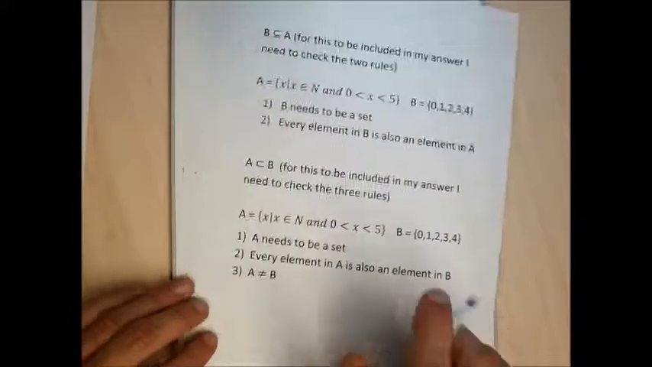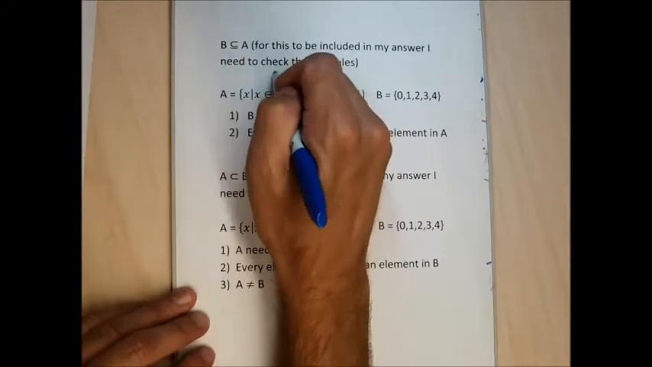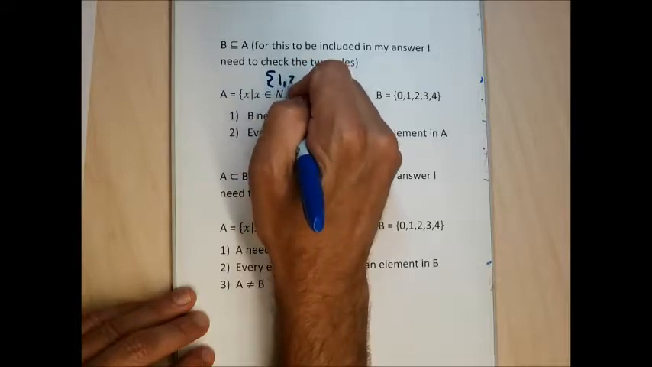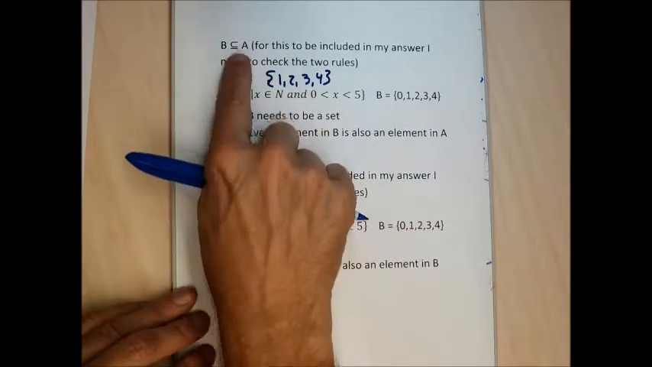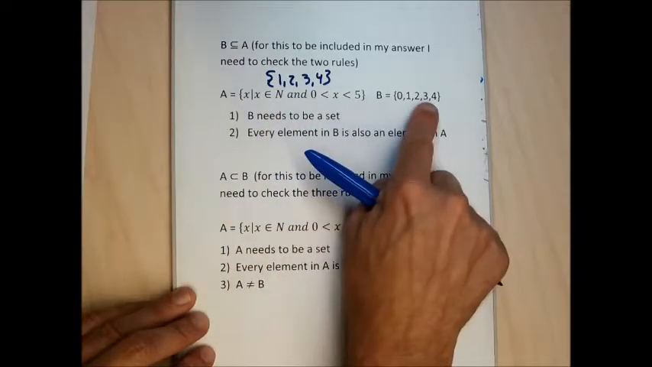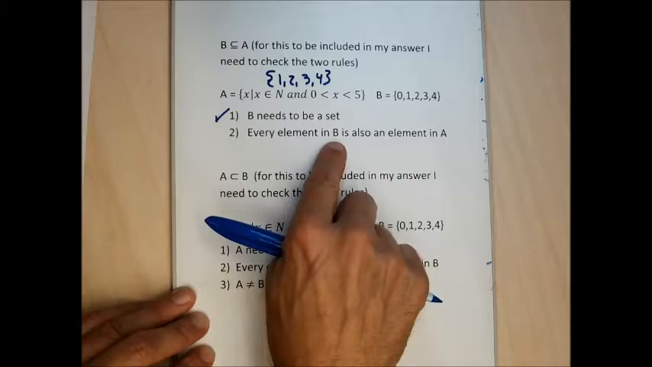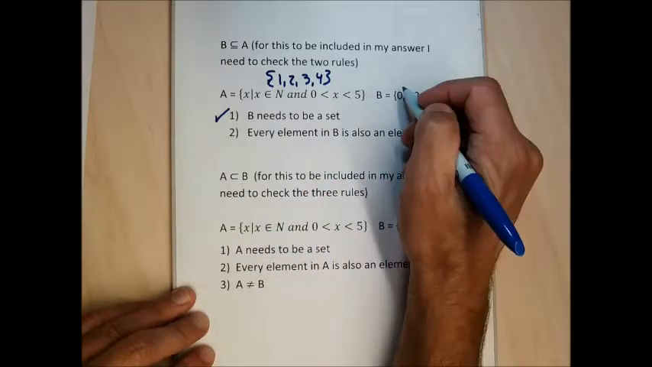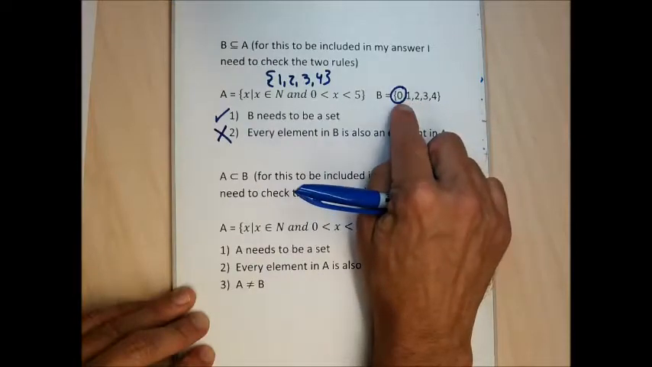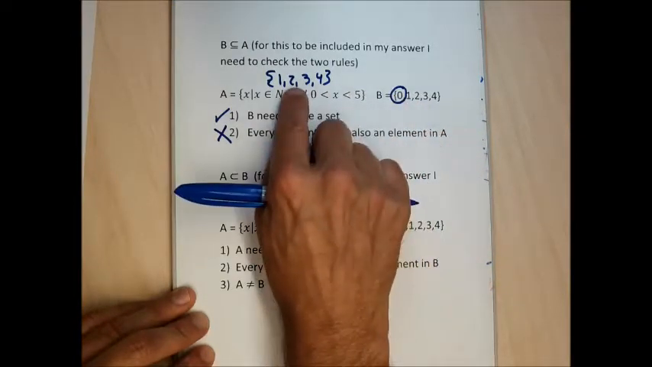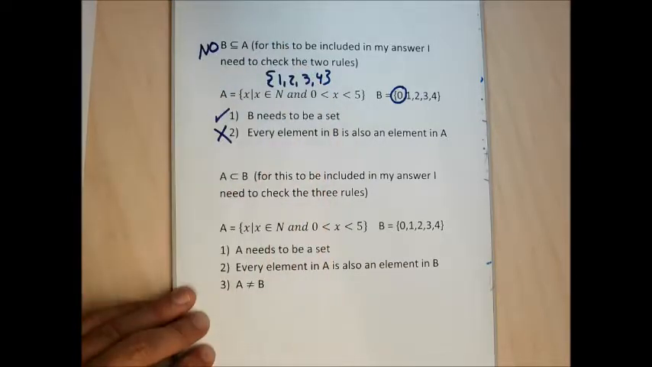Next symbol is B a subset of A. Well, I need 2 rules for this to be true. First, for B to be a subset of A, B needs to be a set. B is in set braces, so B is a set. Second, for B to be a subset of A, every element in B needs to be in A, and this is where I break down, because the number 0 is in B, and it's not in A when we list it in roster form. So I'm going to put a no for this.